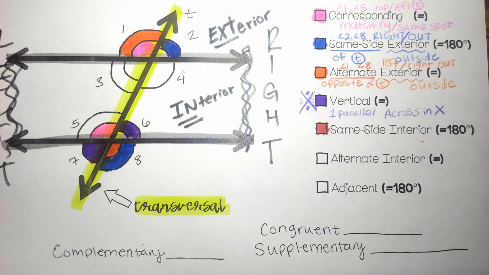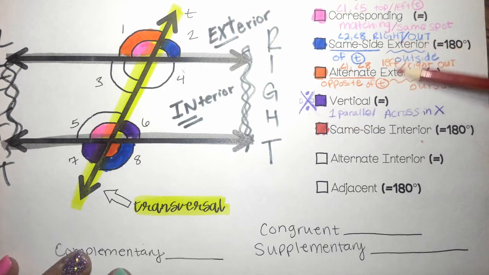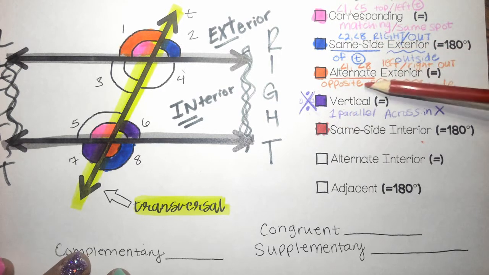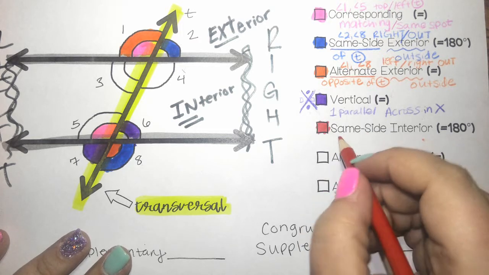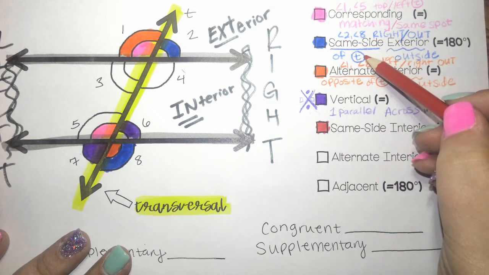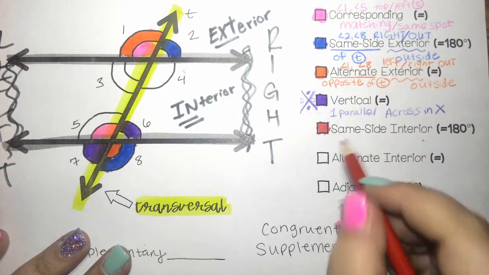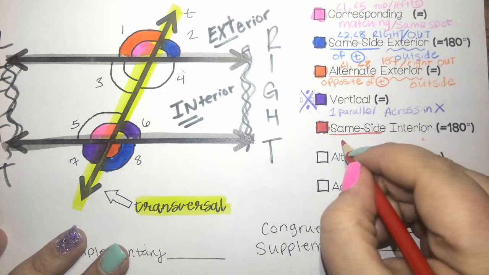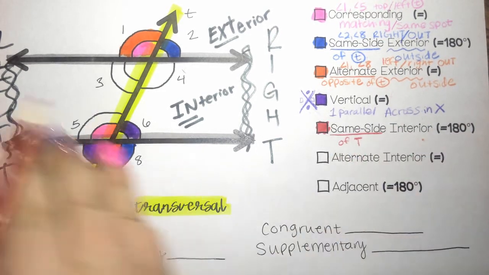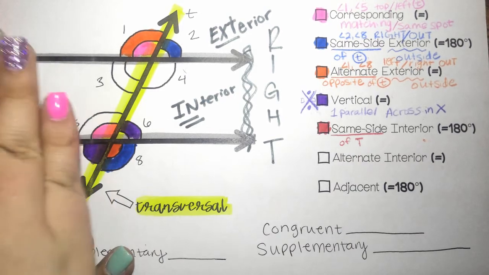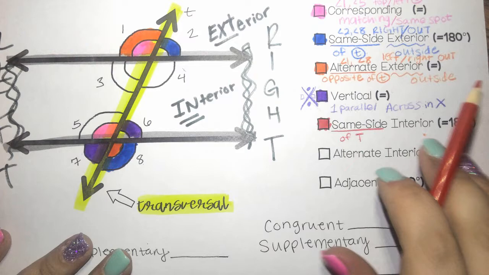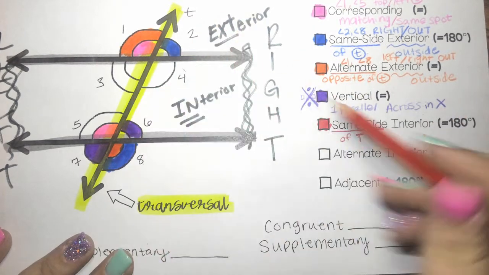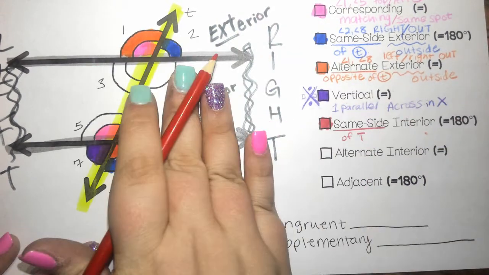Okay. Same side interior, similar to when we were talking about the exterior types of angles, same side exterior, alternate exterior. Same side interior, the same side part refers to the same side of the transversal. So this is same side of the transversal. If I'm talking about left, the same side interior angle will also be on the left. If I have a right angle, then the same side interior match will also be on the right.